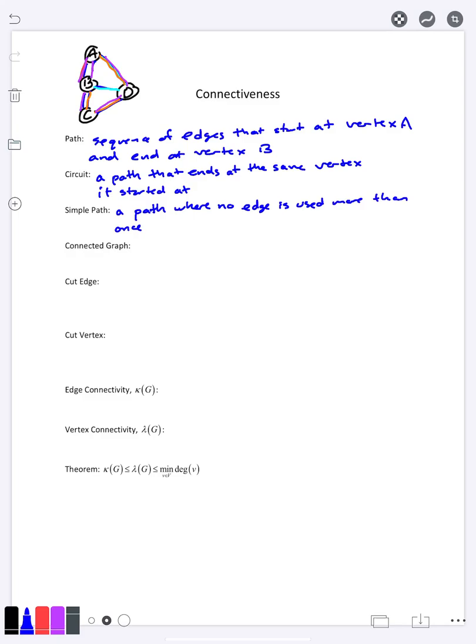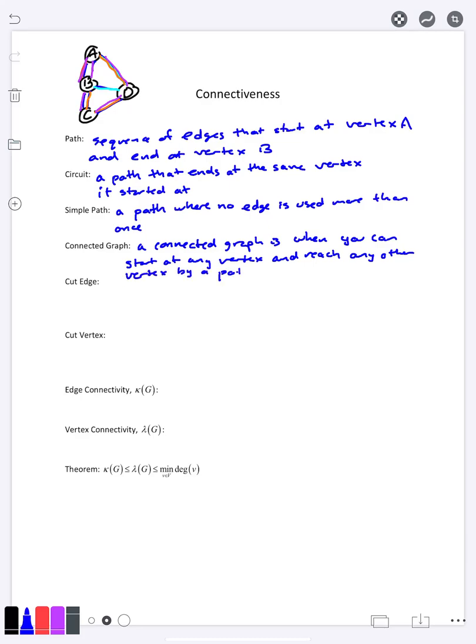Once we know what paths are, we can talk about a connected graph. A connected graph is when you can start at any vertex and reach any other vertex by a path. So the graph up here, the bridges of Königsberg, no matter where you start, A, B, C, or D, and no matter where you want to end up, A, B, C, or D, there's a path that will take you there. And so that means that is a connected graph.